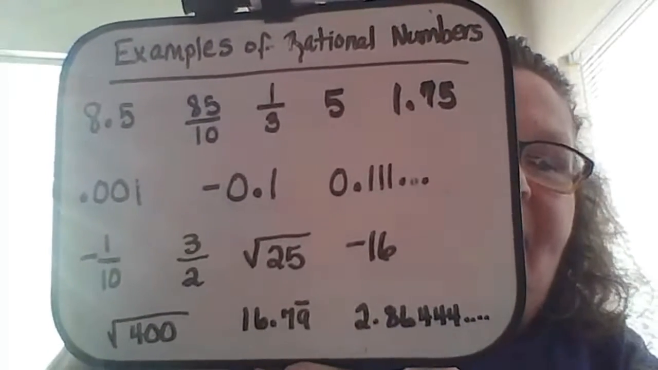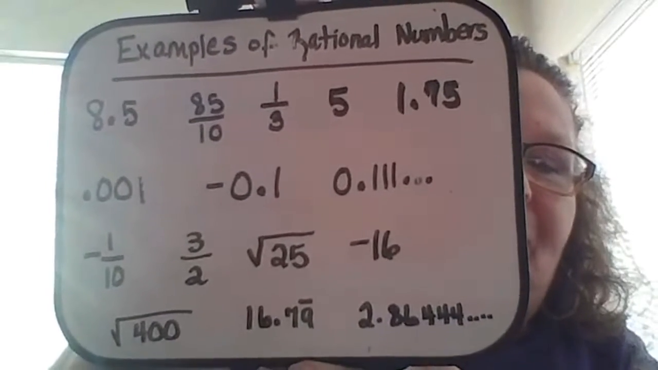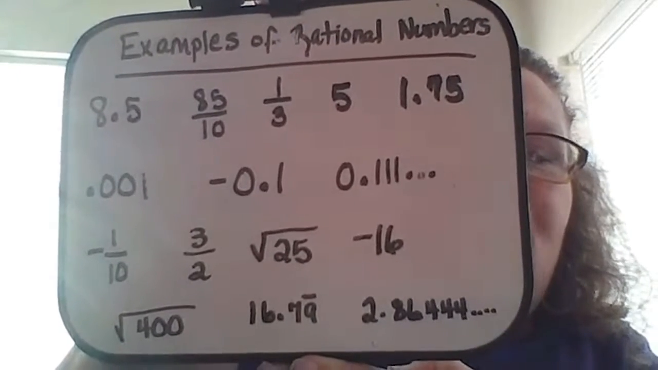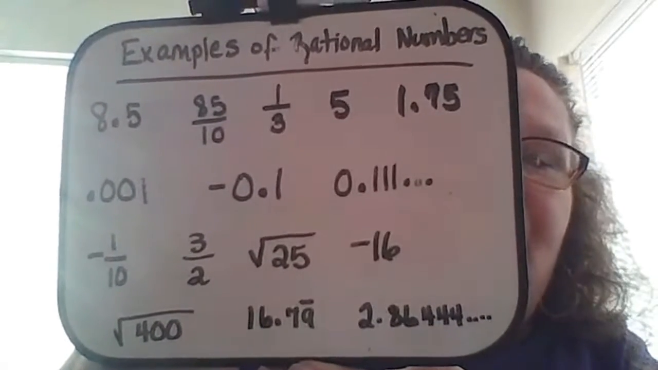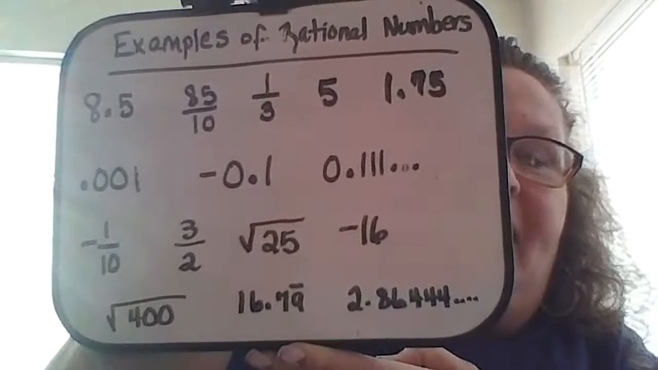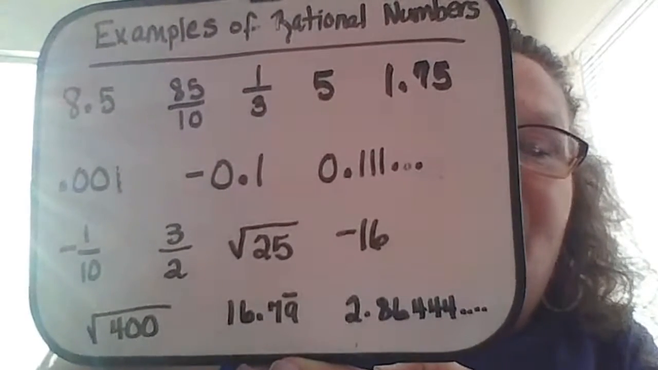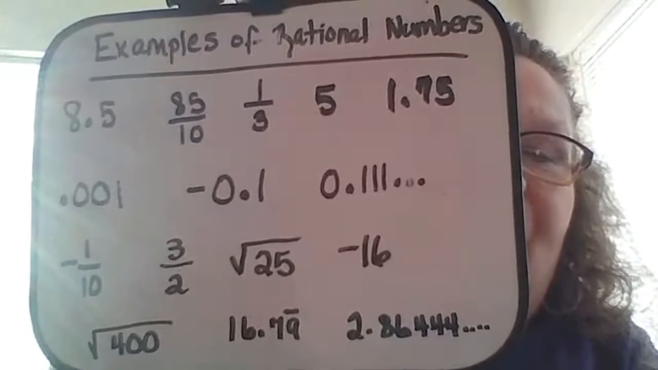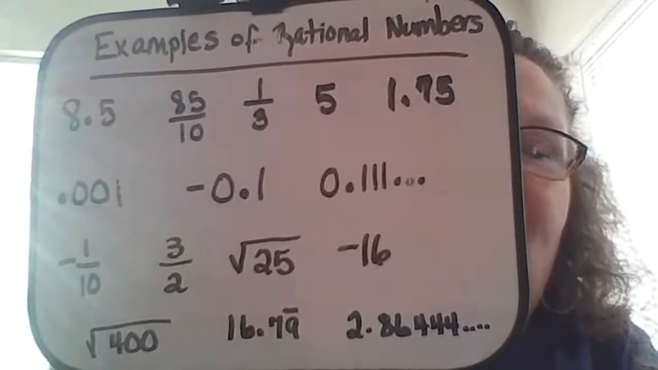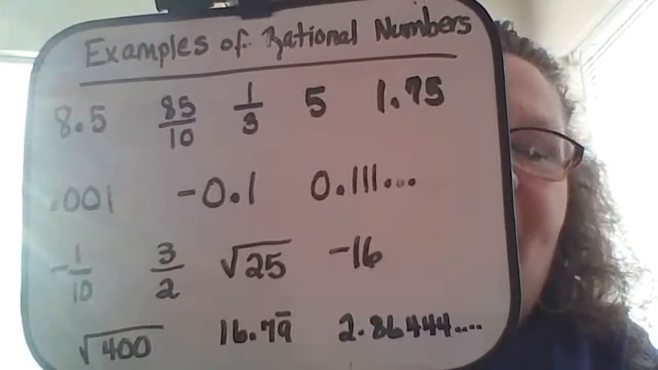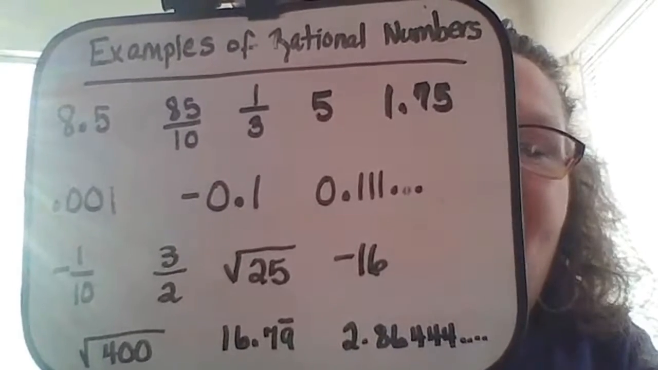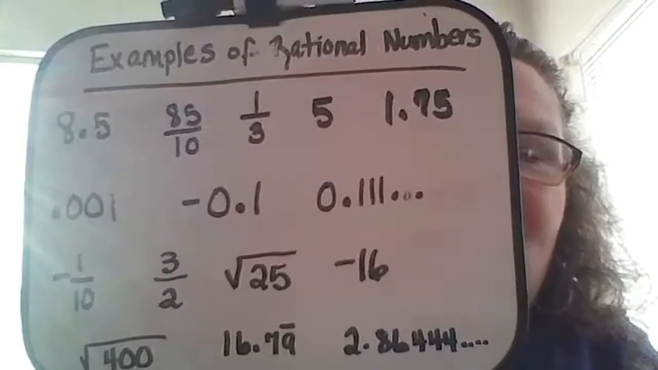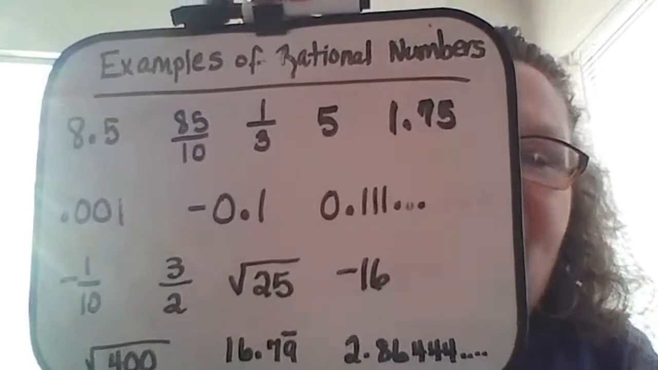Negative 16, it's not even a decimal, so it's rational. If you figure out what the square root of 400 is, it's 20. We know that's rational. 16.79 with a bar over the 9. Now, hopefully you learned in previous grades that whenever you have a bar over a number, it means that that number repeats forever. So that would be the same as 16.7999999. The 9 repeats. So since it's a repeating decimal, it's rational.